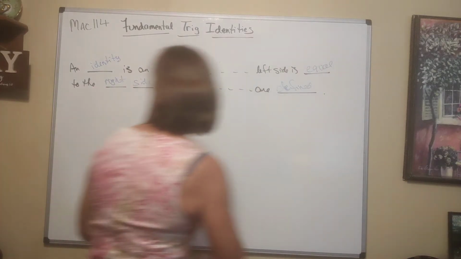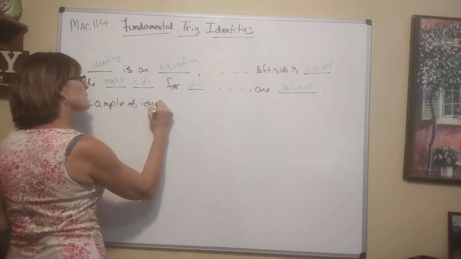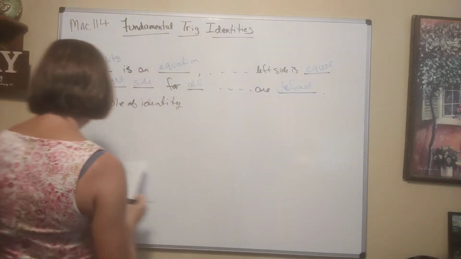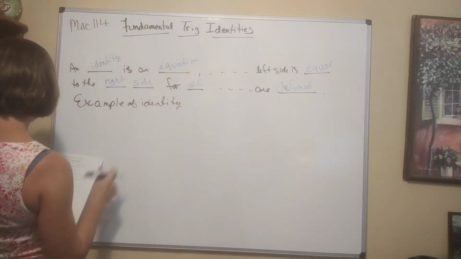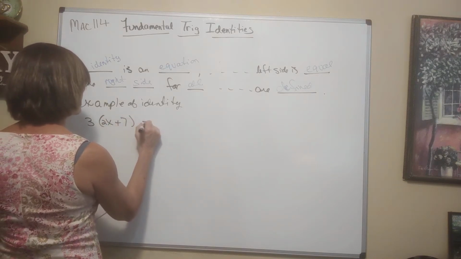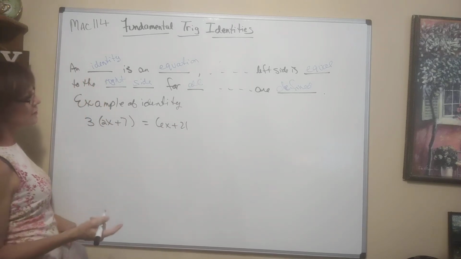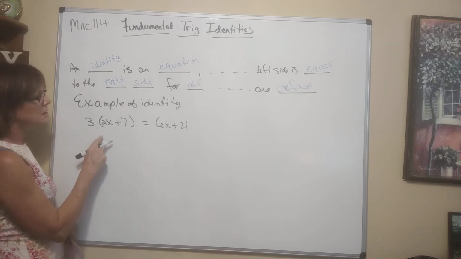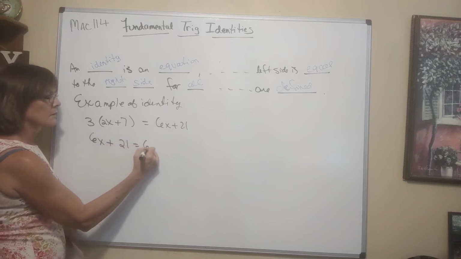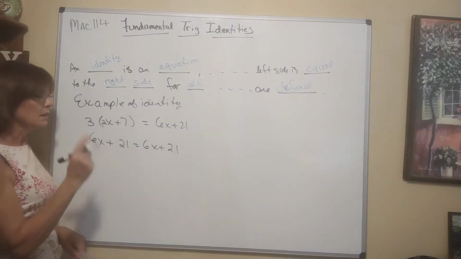So here's just an example of an identity. All right. It might be something like, let's do this one. What if we had 3(2x + 7) is equal to 6x + 21? All right. 3 times (2x + 7) is equal to 6x + 21. Can we make this side look like that side? We can distribute the 3. Okay, so this is going to be an identity because no matter what value of x we put in, the left side's going to equal the right side.